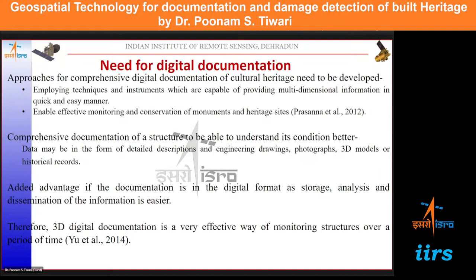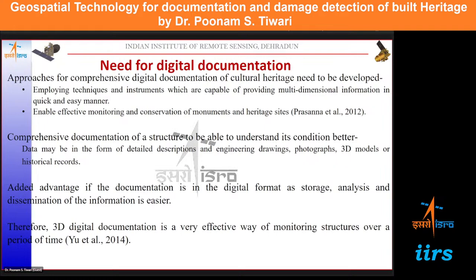Now, what is the need for digital documentation? As we have already discussed, we require digital documentation of the monuments because the architectural drawings are not available. And why should we do it in a digital format? We should employ the recent techniques. As you have seen, a lot of surveying techniques and remote geospatial techniques are capable of providing multi-dimensional information very easily and quickly, and that too in a non-invasive manner.